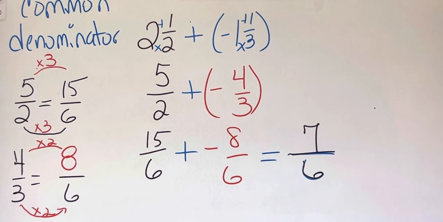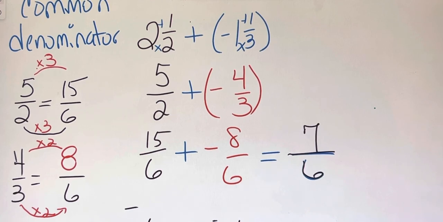If the signs were reversed in the 15/6, let's say it was negative 15/6, and we were adding that to a positive 8/6. The 6 again would stay as the denominator, and then the 15, you'd still subtract the numbers, but the 15 is bigger, so this would be a negative 7/6.